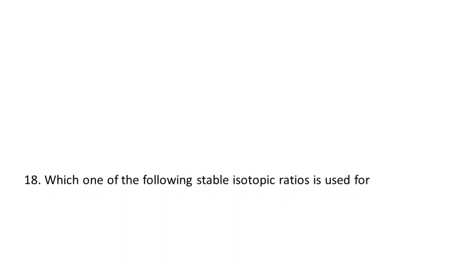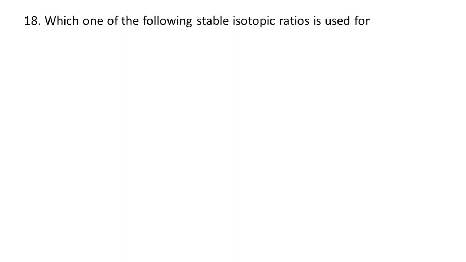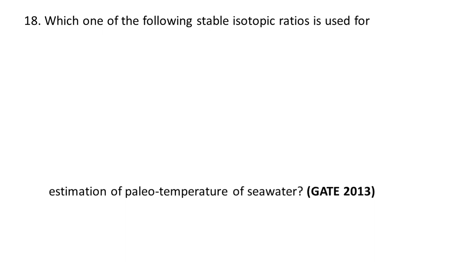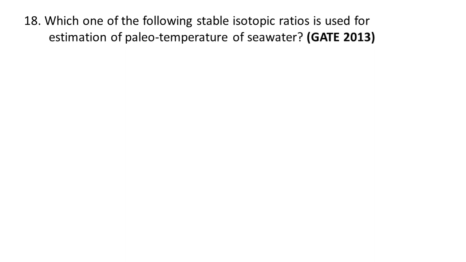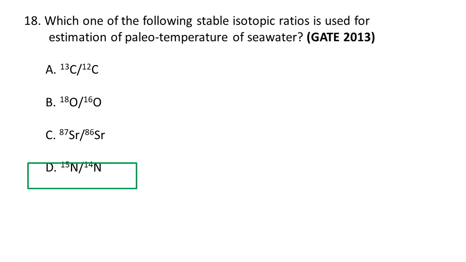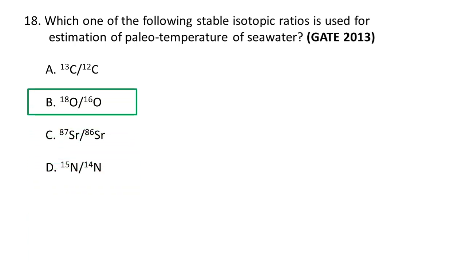Next question. Which one of the following stable isotopic ratios is used for estimation of paleo temperature of seawater? A. C13 by C12, B. O18 by O16, C. Strontium 87 by strontium 86, and D. N15 by N14. So, the correct option is that the stable isotopic ratio used for the estimation of paleo temperature of seawater is O18 by O16.